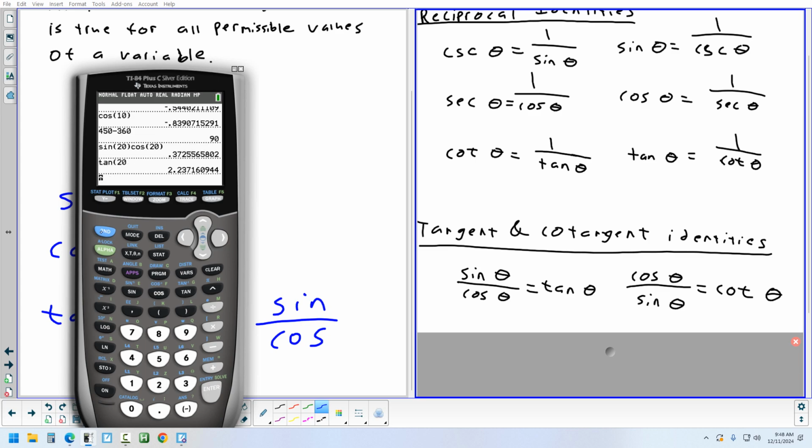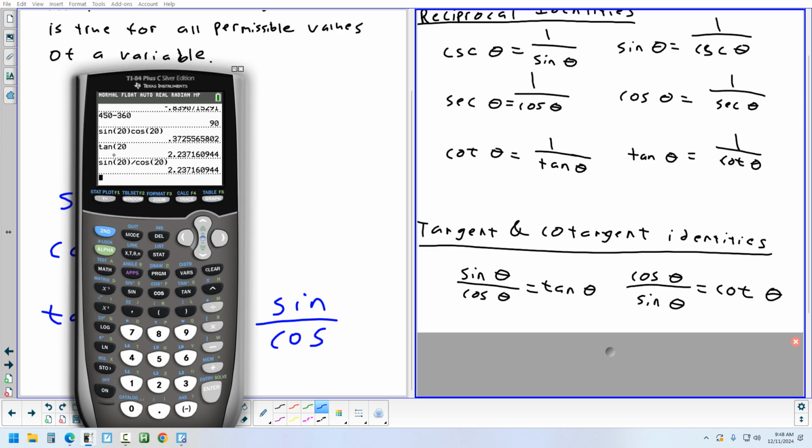You forgot the division sign. I forgot that. And you're also in radians. Yeah, that's okay, I'm in radians. But you do need the divide sign. So if you take the sine of 20 and you divide by the cosine of 20, it's exactly the same as the tangent of 20.